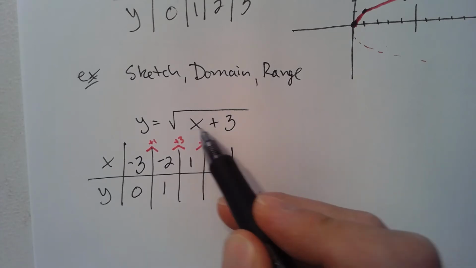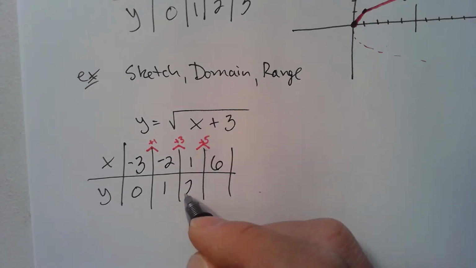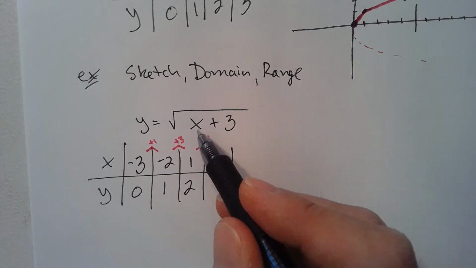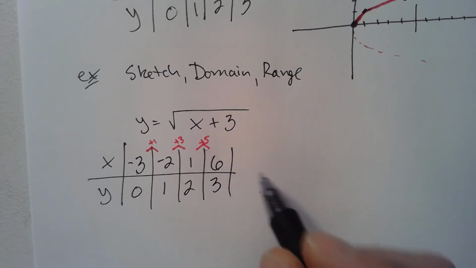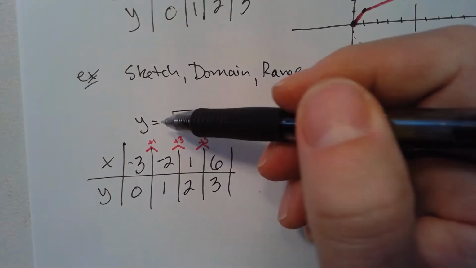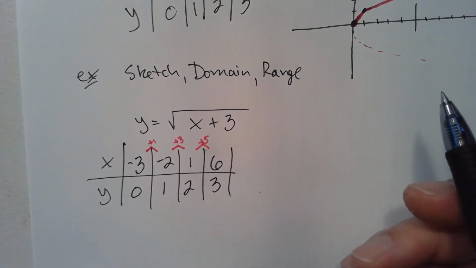Square root of 1 is 1. If I plug 1 in, 1 plus 3 is 4. Square root of 4 is 2. Plug 6 in, 6 plus 3 is 9. Square root of 9 is 3. So, as long as there's not a number out front here, we should get 0, 1, 2, 3 every time if we did it right.